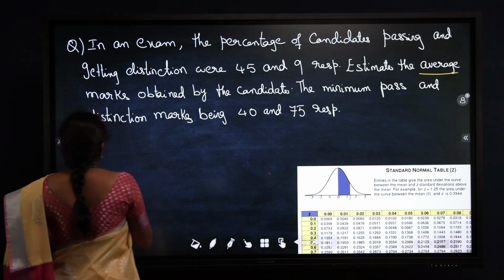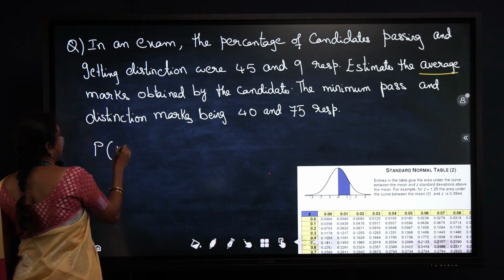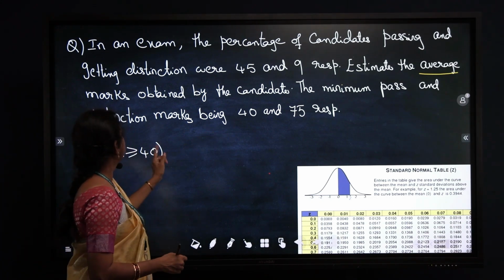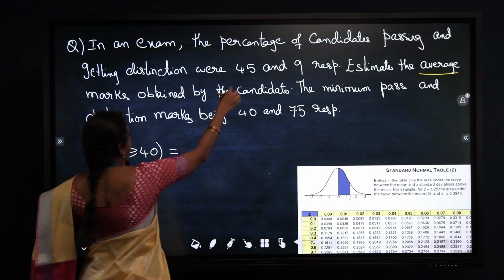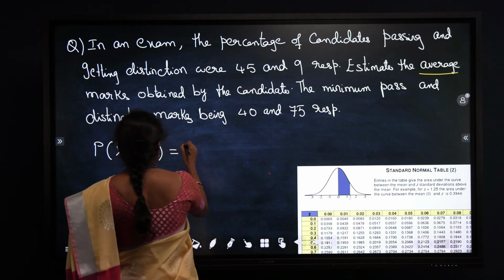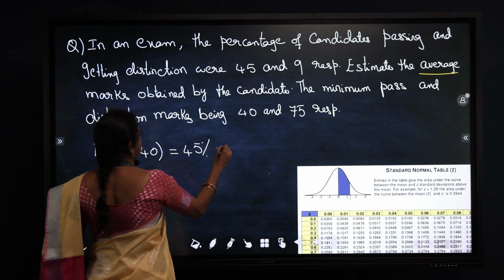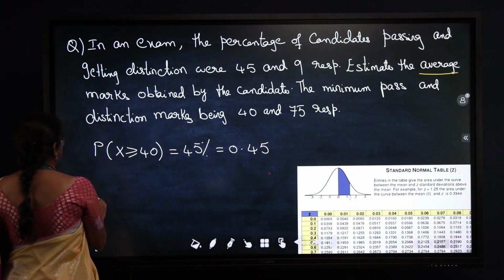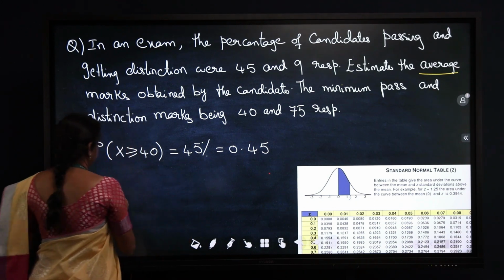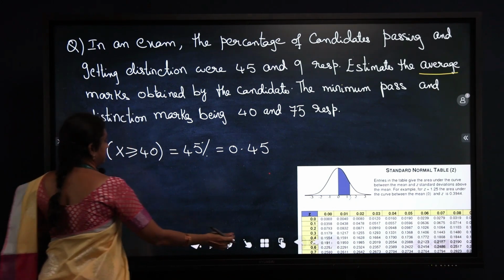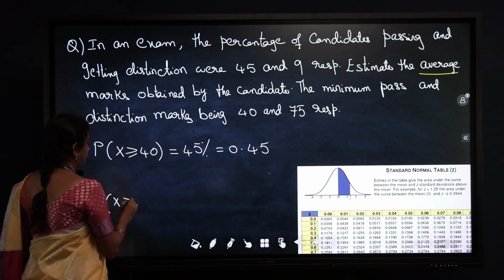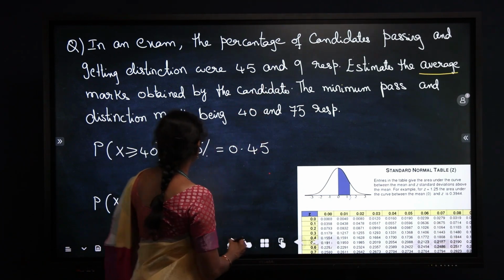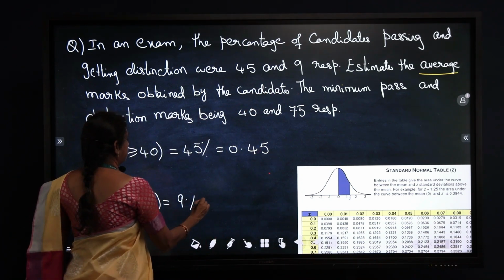So he has given that probability of x greater than or equal to 40, that is, minimum pass mark is 40, is equal to 45%, which will be equal to 0.45. Right? Similarly, probability of x greater than or equal to 75 marks is 9%, which is equal to 0.09.